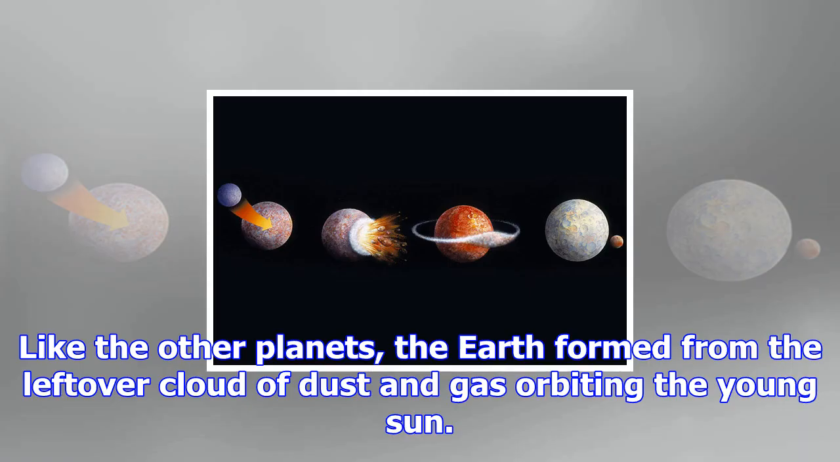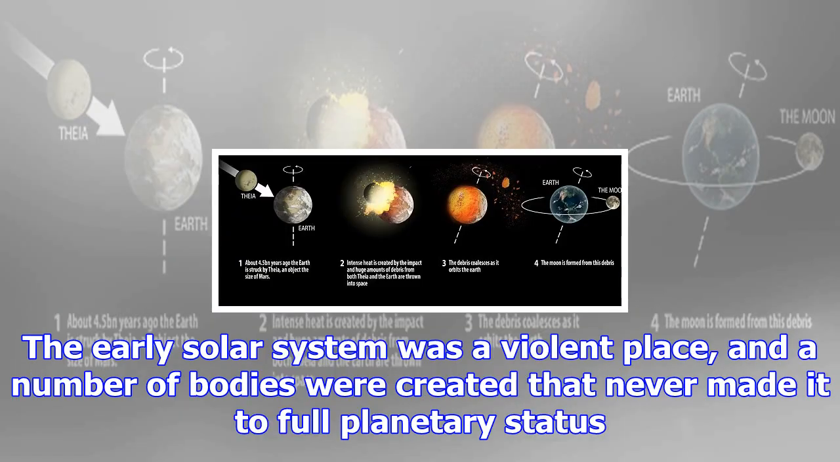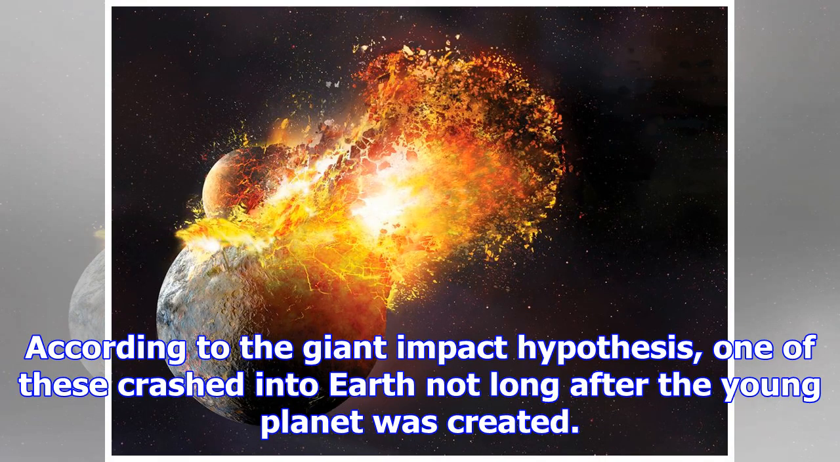Giant impact hypothesis. This is the prevailing theory supported by the scientific community. Like the other planets, the Earth formed from the leftover cloud of dust and gas orbiting the young sun. The early solar system was a violent place, and a number of bodies were created that never made it to full planetary status.